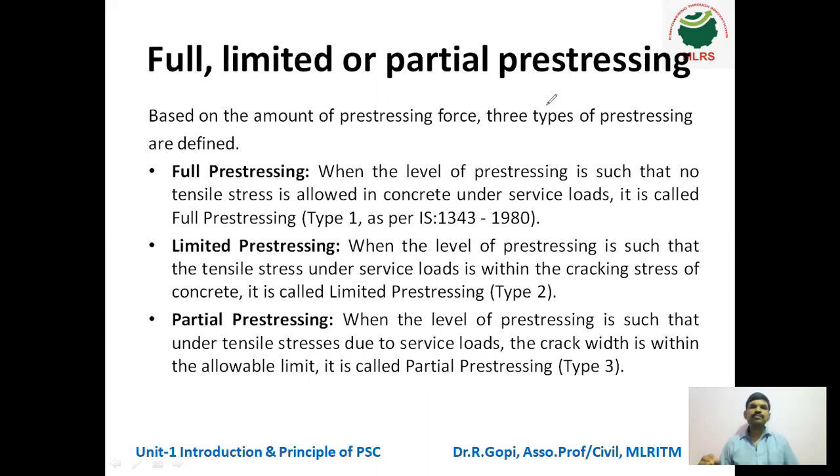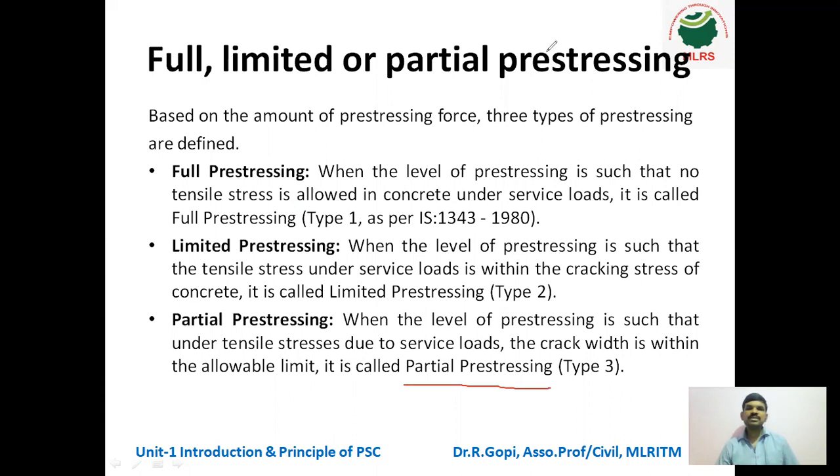Okay, a little bit of tensile force is allowed, so it is called limited prestressing. This is called a type 2 structure. Next, partial prestressing. When the level of prestressing is such that under tensile stresses due to service load, the crack width is within the allowable limit. Here, cracks are permitted, so it is called partial prestressing.